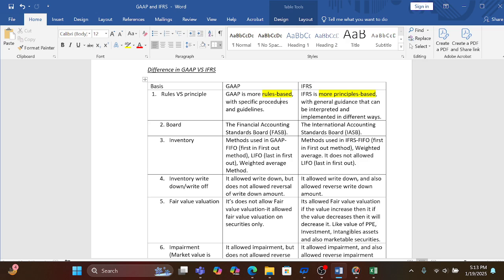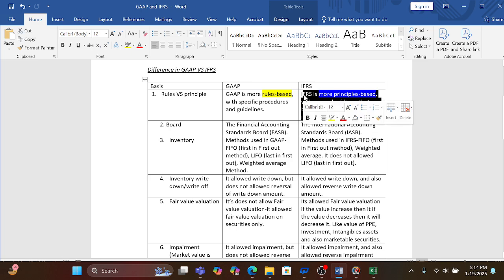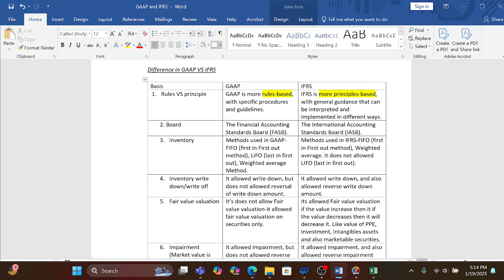It is more specific, but under IFRS it is an option for the business how they prepare their books of account. It is more principle based. Principle based means you have an option. If you do not follow the IFRS guidelines, just put a note in the notes to account that explains why you are preparing your books of account in different ways.